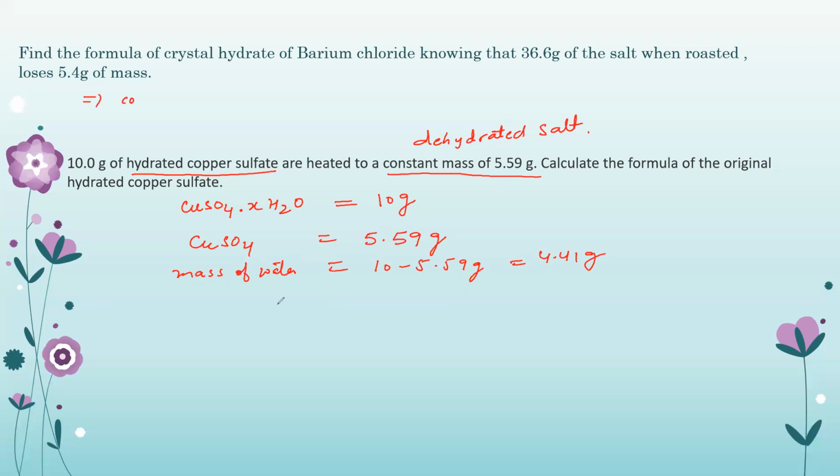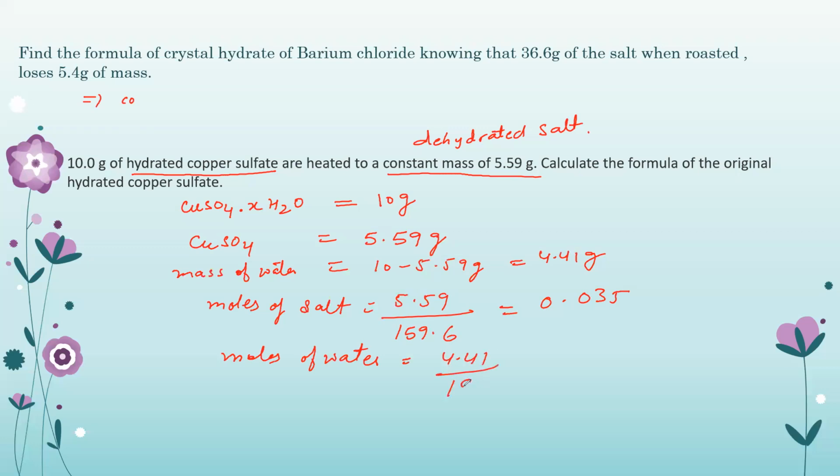Okay, so now taking the moles, finding the moles. Moles of salt, which is copper sulfate, 5.59 divided by molar mass. So what is the molar mass of copper sulfate? Pause the video and find it. So it will come out to be 159.6. Okay, so moles of salt, it would be 0.035. Similarly, moles of water would be 4.41 divided by molar mass, which is 18, and it will come out to be 0.245.